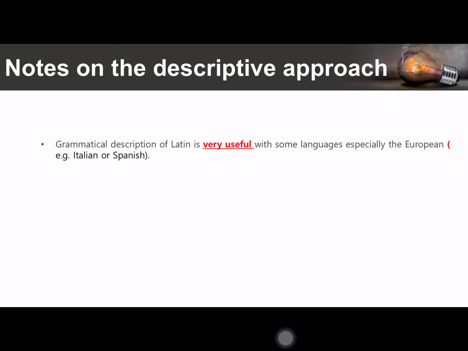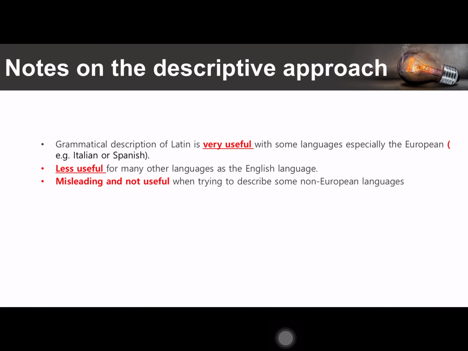Here we have very important notes on the descriptive approach that need to be taken into consideration. Grammatical description of Latin is very useful with some languages, especially the European like Italian and Spanish. It is less useful for many other languages as the English language. And it is misleading or not useful when trying to describe some non-European languages.